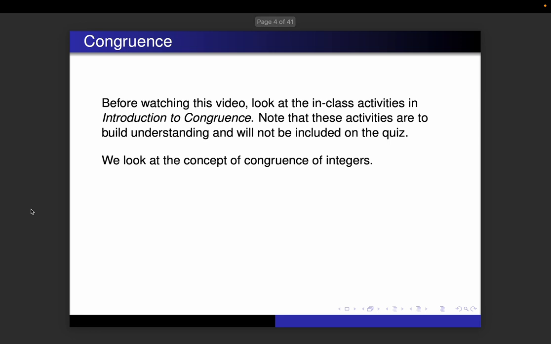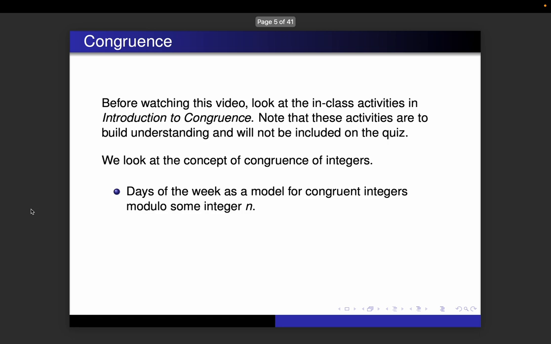All right, so as I mentioned, we are going to look at the concept of congruence of integers. We're going to use a days of the week model to help us understand what congruent integers are modulo some number n. We are going to then use that to find a formal definition of congruence, and then we'll look at an example.